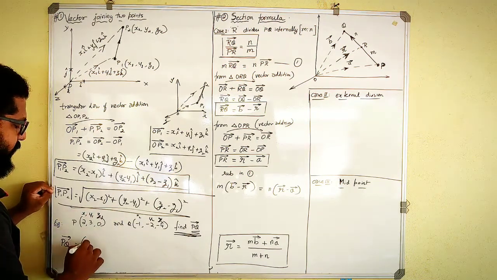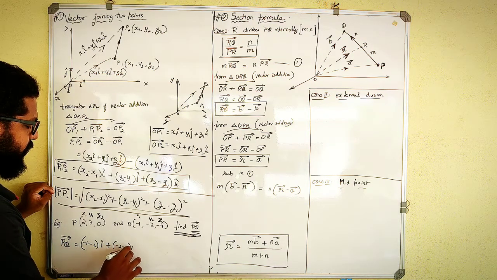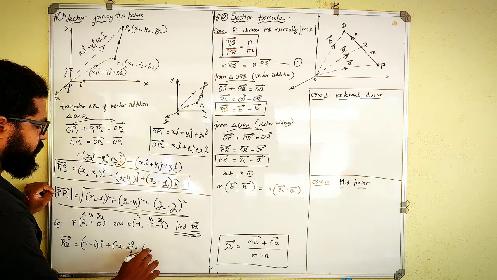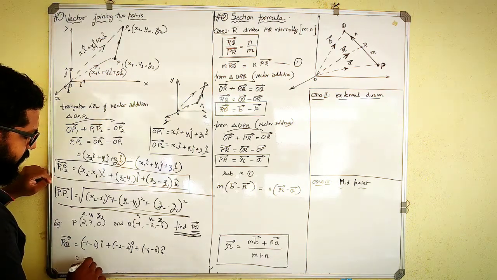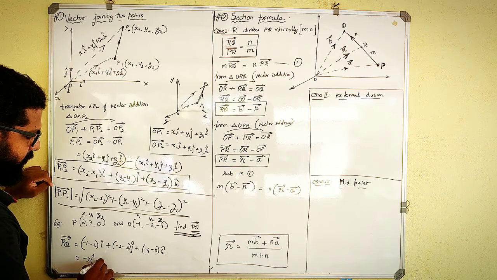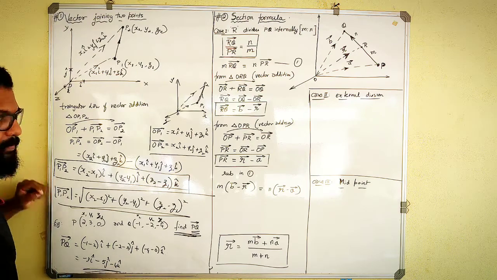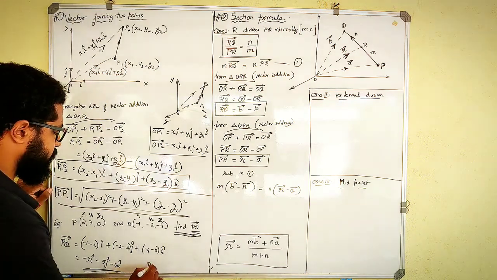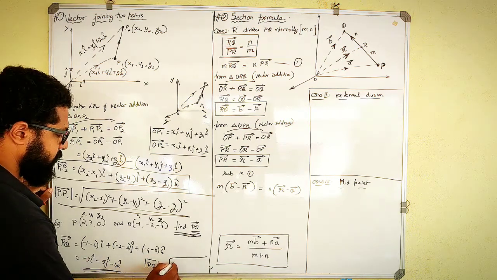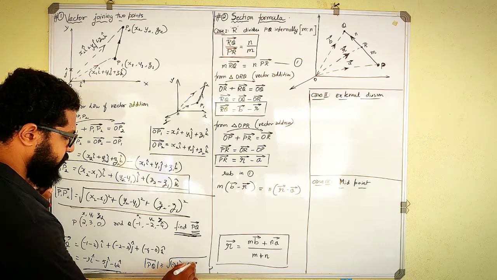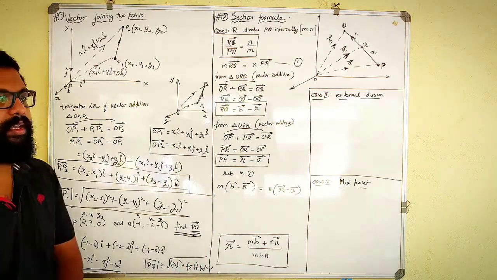So x2 minus x1: minus 1 minus 2, i cap, plus minus 2 minus 3, j cap, plus minus 4 minus 0, k cap. Minus 1 minus 2 is minus 3, i cap. Then this will be minus 5, j cap. This will be minus 4, k cap. This is your answer. And in case they ask you to find the magnitude also, you can directly substitute in this formula: square root of minus 3 squared, minus 5 squared, minus 4 squared. Then find whatever the answer is for that.